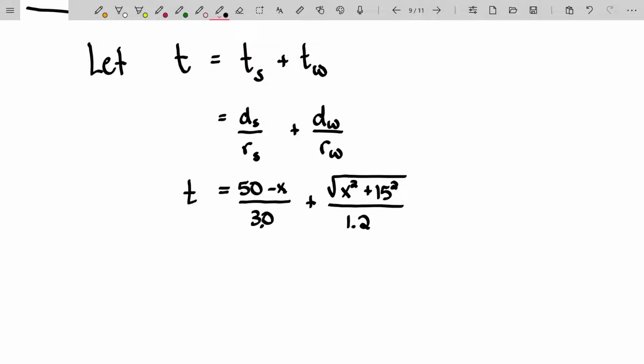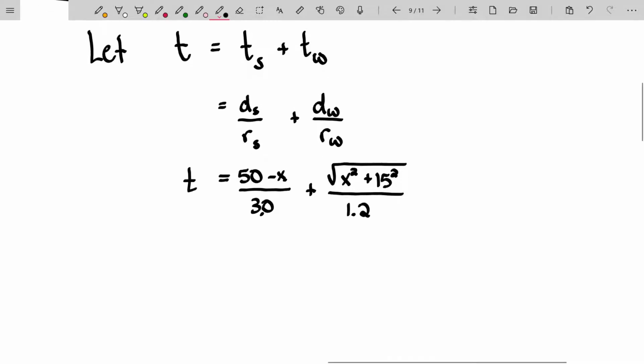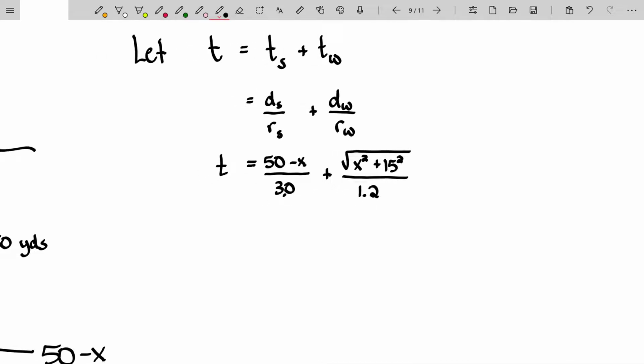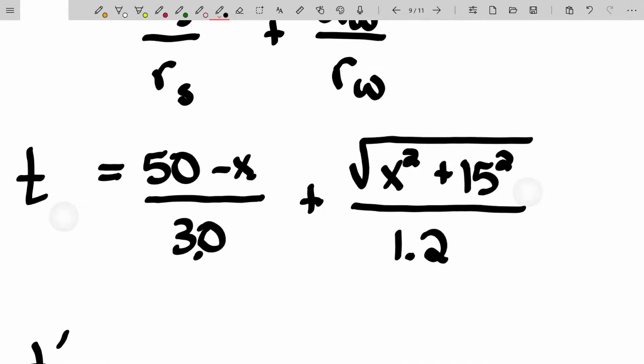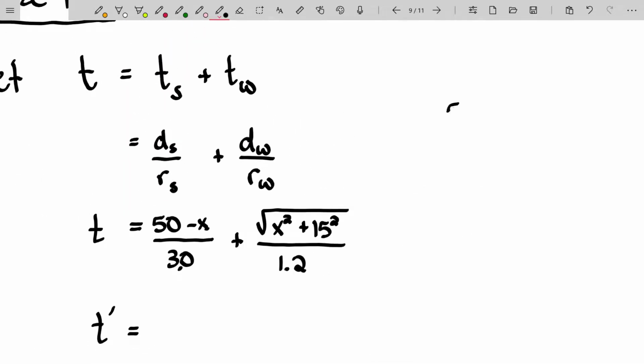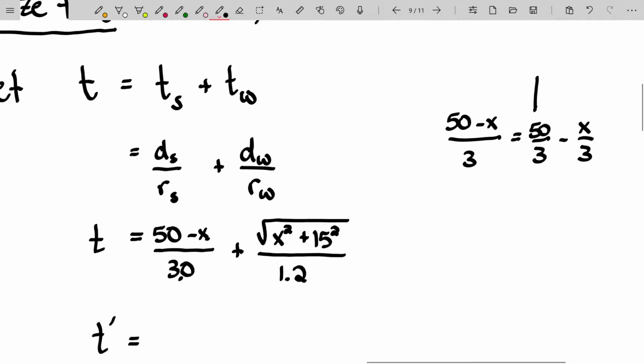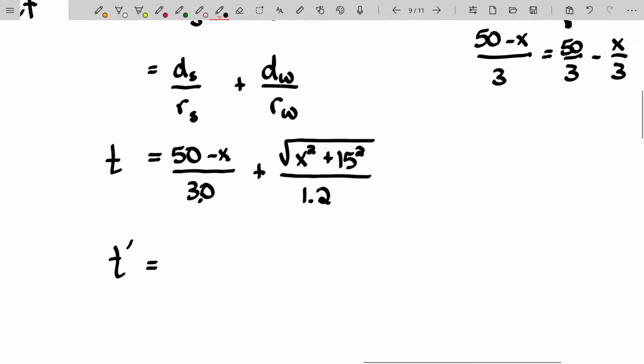That is our time formula. Notice it only involves two unknowns, t and x. So this is ready. There are no restrictions for us to just start taking the derivative. And I probably would not bother combining terms here. That would just be a mess. So t prime, to find the critical numbers, is going to be, if you can imagine, this first fraction, 50 minus x over 3, can be written as 50 thirds minus x over 3. That way, the derivative of the first part is 0, and the derivative of the second part is negative 1/3.